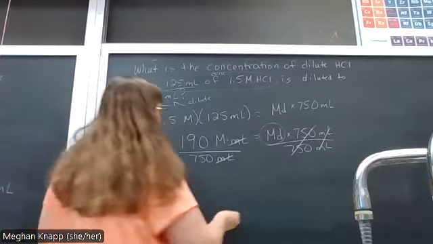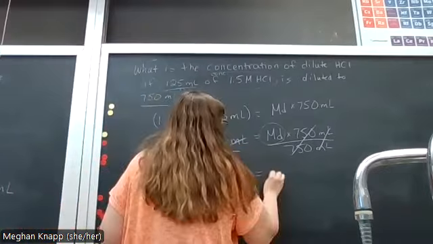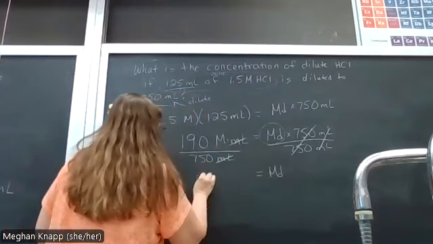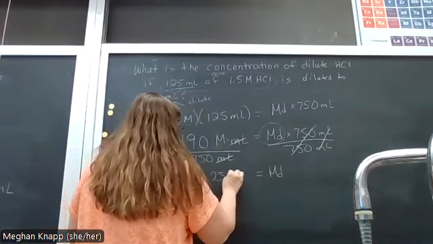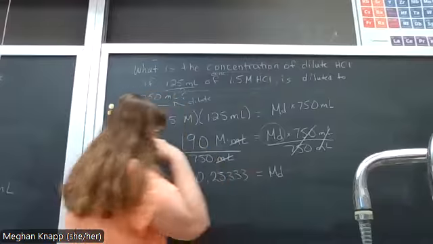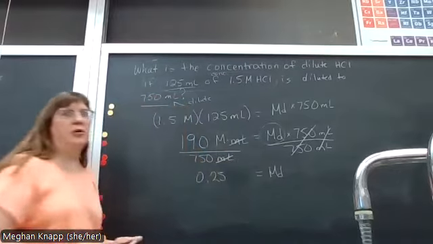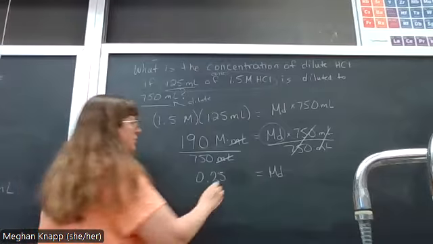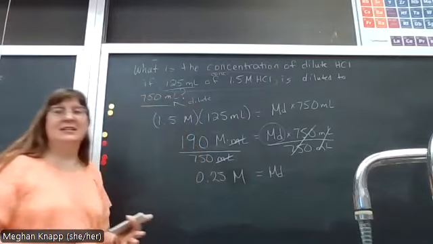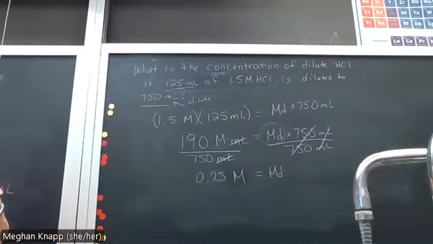So this is giving me 0.25333. But since I only get 2 sig figs, I round it to 0.25 molar. Now, if I had left it as the 0.1875, I would have gotten exactly 0.25. So it came out to the same answer, whether I rounded it first or not. Sometimes it's a tiny bit off in the last digit. Okay, so questions about that?